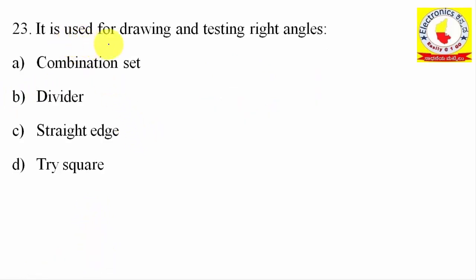23rd question, it is used for drawing and testing right angles. Right angles means what? Angular difference should be equal to 90 degrees. Tri-square will be used in order to measure that exactly 90 degrees is there or not.